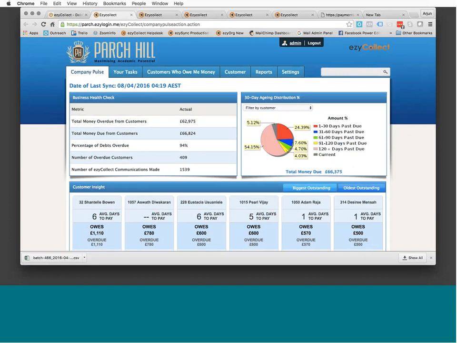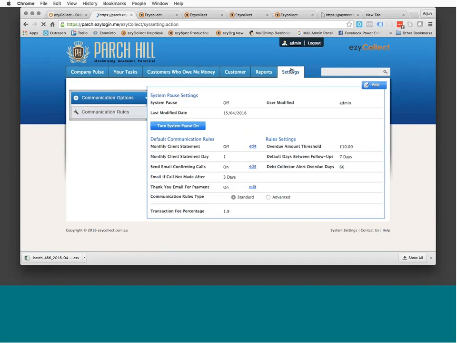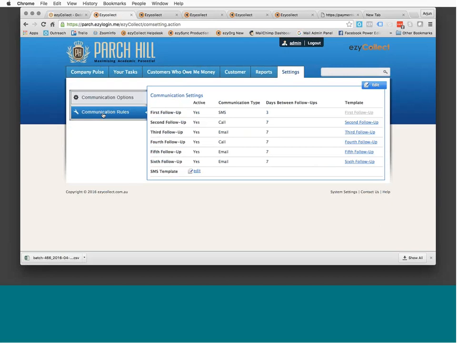Okay, so there's a bunch of tabs up the top here that you can see on my screen. What I'll do is I'll go to the very last tab that says settings, and I'll show you how a typical business can set up their, let's call it, communication plan with their customers really simply. So once ezyCollect is actually installed into your XO database, it only takes about 1 to 2 hours to get ezyCollect up and running in the way you want it to work.